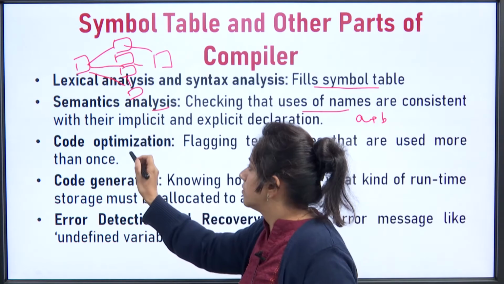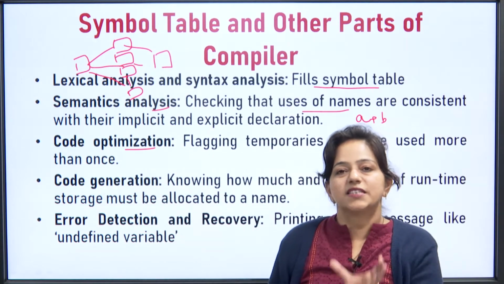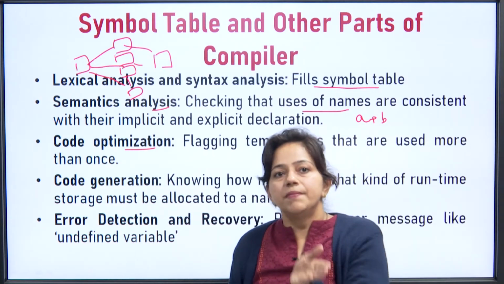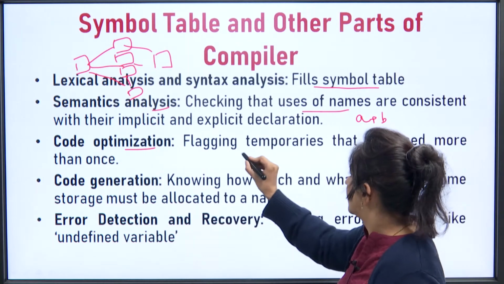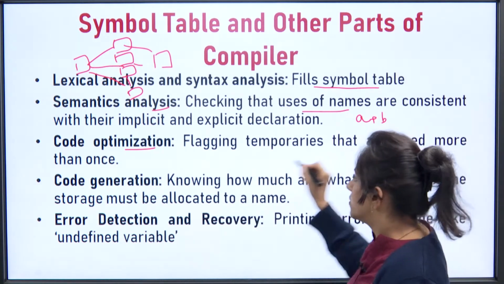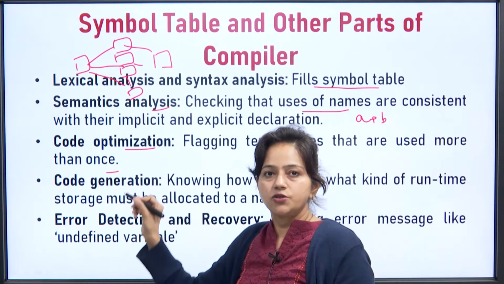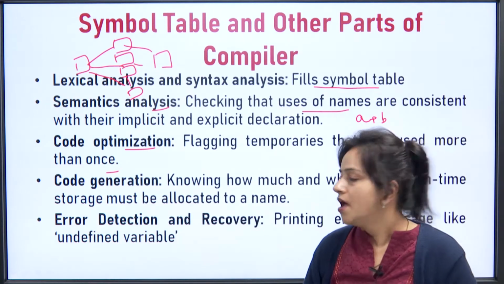Now, next is the code optimization. If we are using the symbol table, then the space of the symbol table can be used for code optimization also. Like we can do the flagging of temporaries that are used more than once. Right. So, in the code, if the temporaries are used more than once, then they can be flagged.